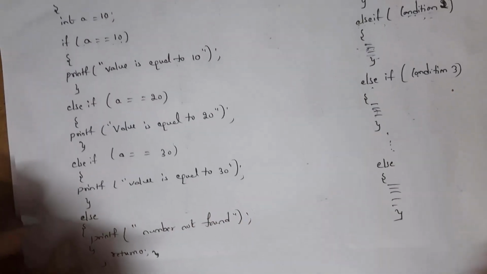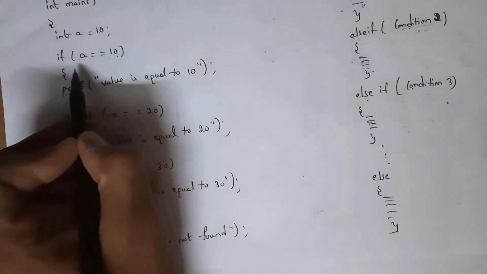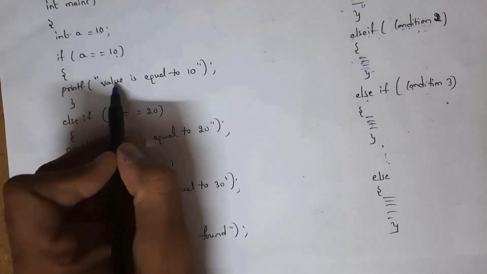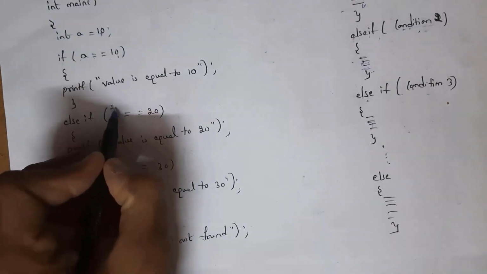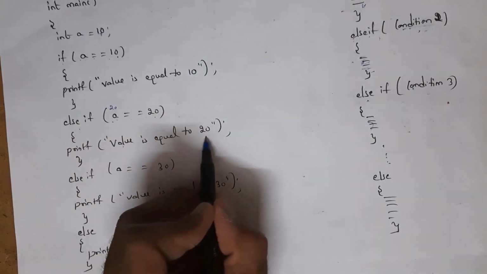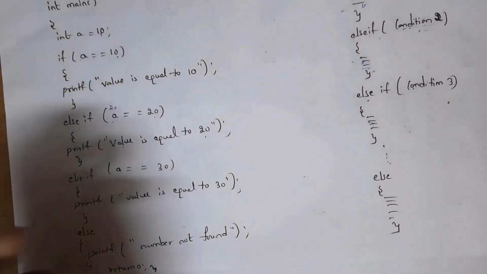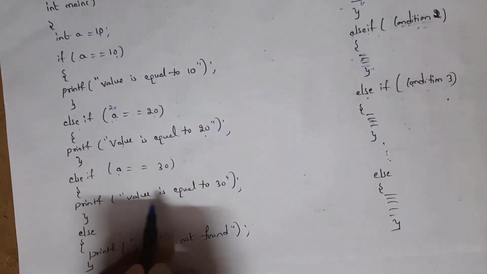Here I gave the value of a as 10. 10 is equal to 10. This condition is true, so I will get output as value is equal to 10. Here in place of 10, if I give 20, 20 is equal to 20, so I will get output as value is equal to 20. For example, if I give 30, then 30 is equal to 30, so I will get output as value is equal to 30.